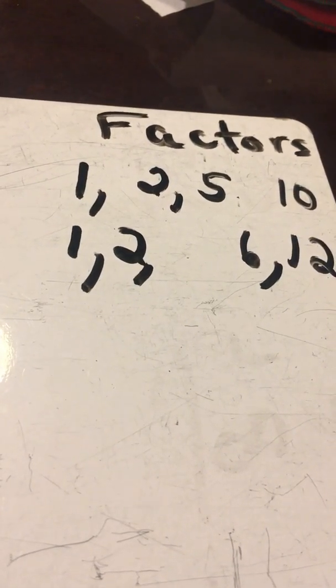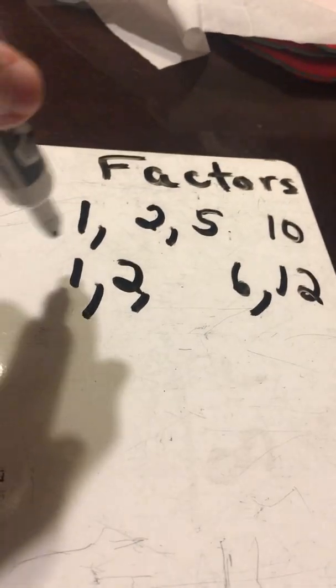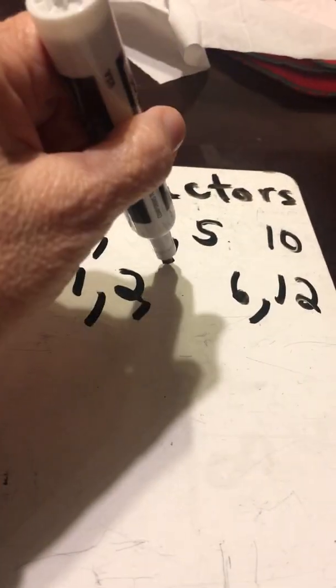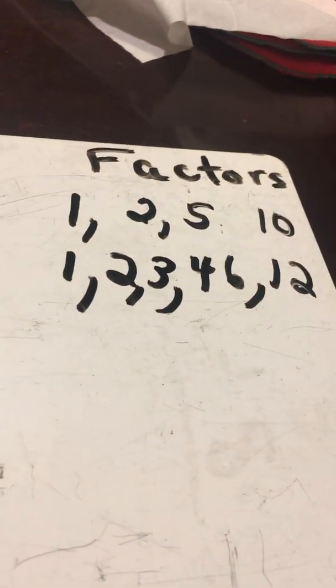Then there's one more set, or one more pair. What times what will give you 12? We tried 1, we tried 2, now let's try 3. 3 times what will give you 12? Well, 3 times 4 will give you 12. You have to know these so quickly.